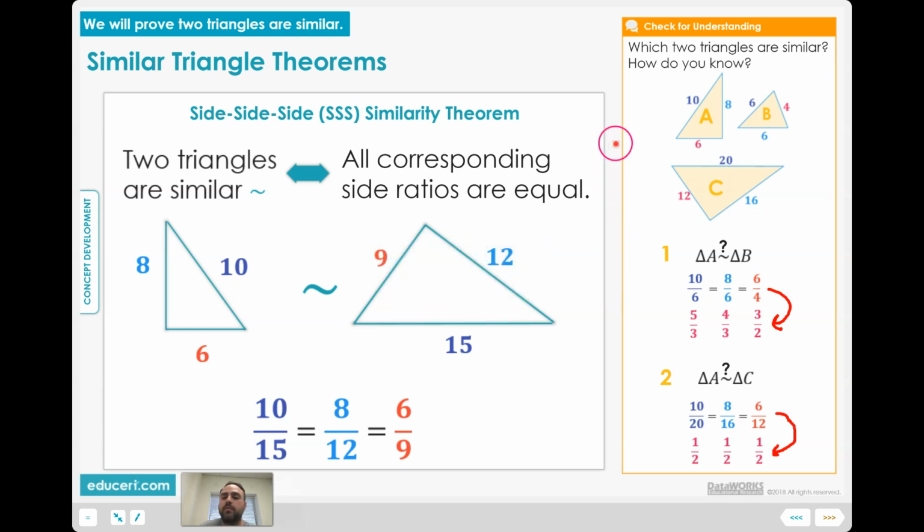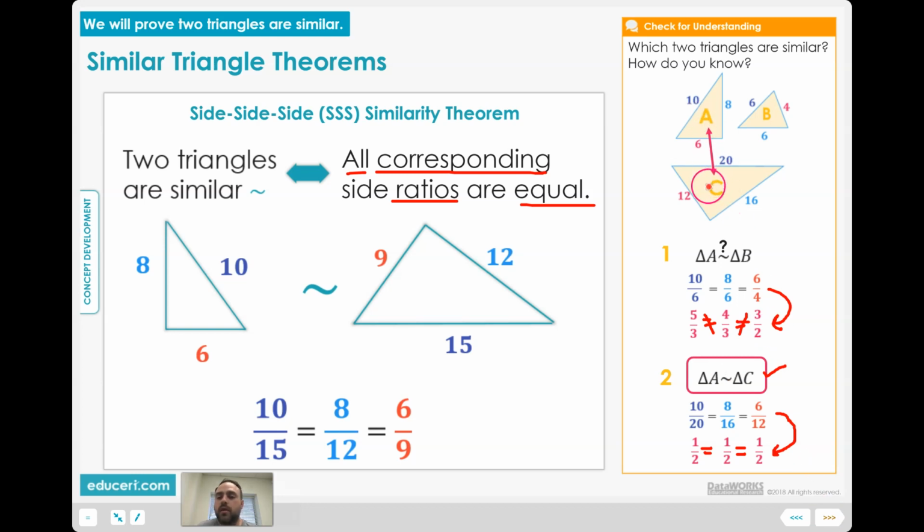Let's look at the answer. Triangles A and C are similar because the corresponding side ratios are all equal. We see the reduced fraction of 1/2, 1/2, 1/2, and these are all equal fractions. And 5/3 is not equal to 4/3, which is also not equal to 3/2.